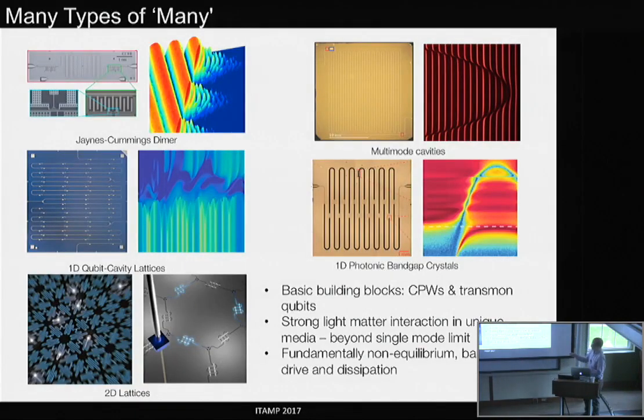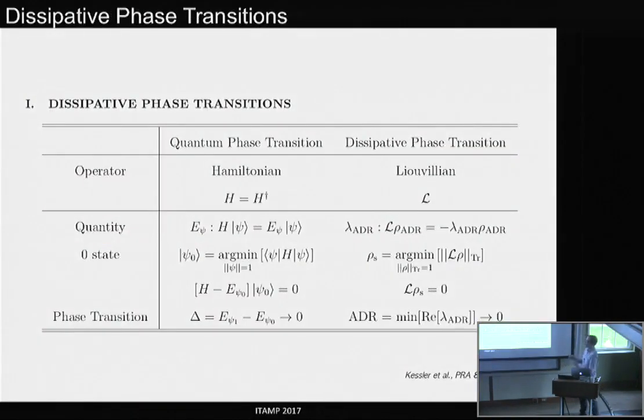So the goal here is now to start to look at steady-state phase transitions and to try and make a map of steady-state or dissipative phase transitions, starting our thinking in this world of quantum phase transitions. I've stolen this table, which I think is fantastic, from this Kessler paper from the Lukin group. If you're used to thinking about quantum phase transitions, you have an energy gap and a ground state, which is the lowest energy state, and you get a phase transition when the gap closes.